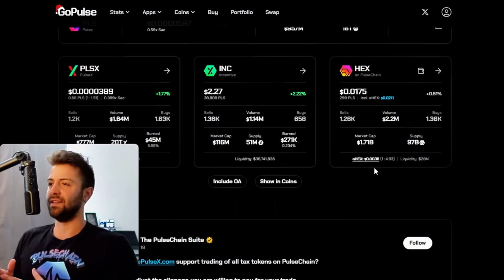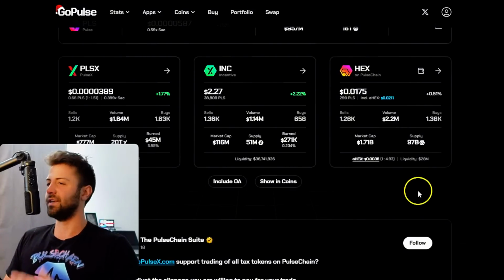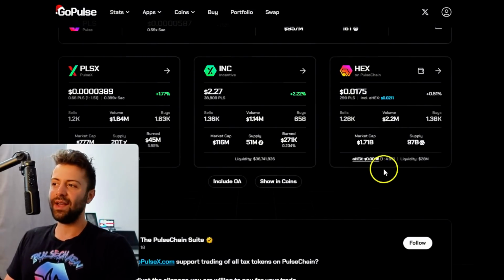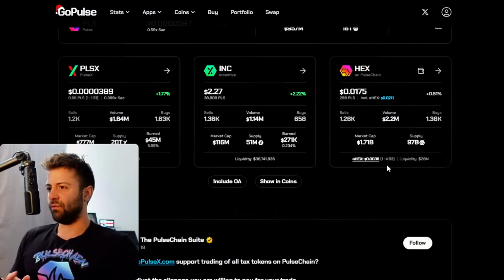Obviously, PHEX is the more expensive one because it's the one that's actually useful. It's on the cheaper blockchain. Staking it is actually effective. You can unstake it with cheaper fees. The whole reason PulseChain was invented was for HEX, so that you didn't have to pay crazy high gas fees to unstake your eHEX. So there is no right or wrong answer of what you want to do with eHEX.